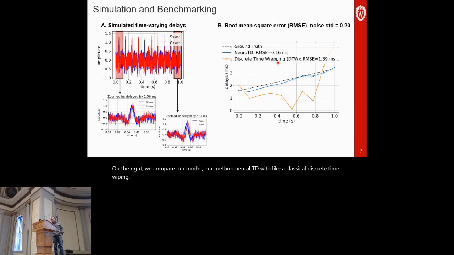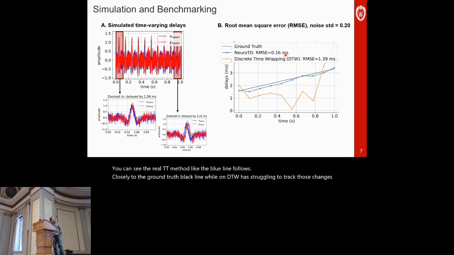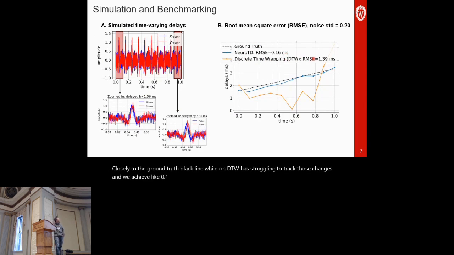You can see the NeuroTD method, the blue line, follows closely to the ground truth black line, while DTW struggles to track those changes, and we achieve 0.16 milliseconds, which is much better than DTW in root mean squared error.